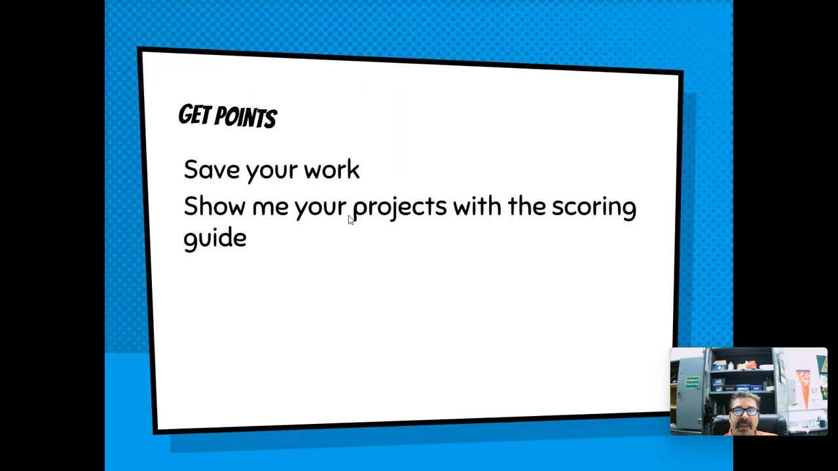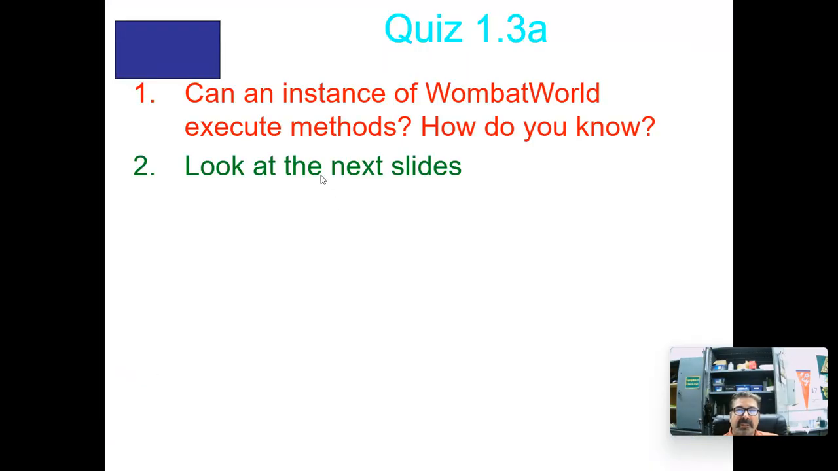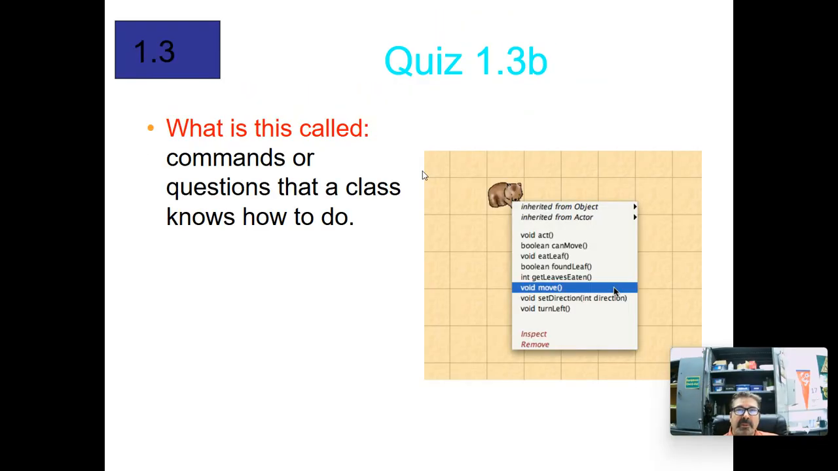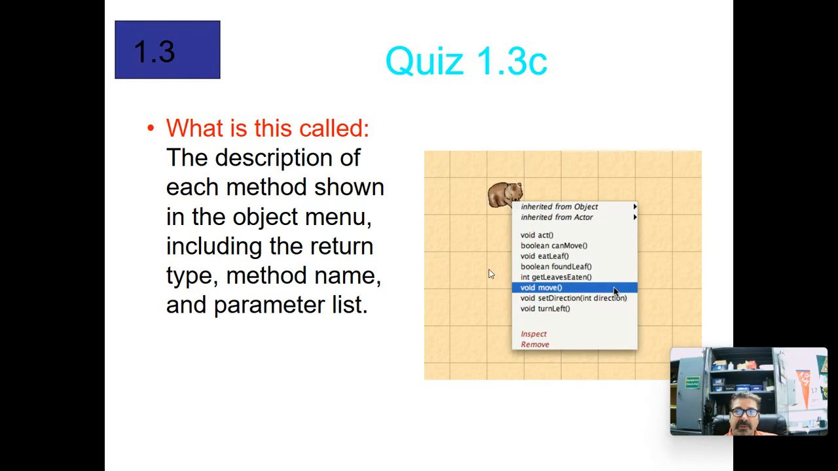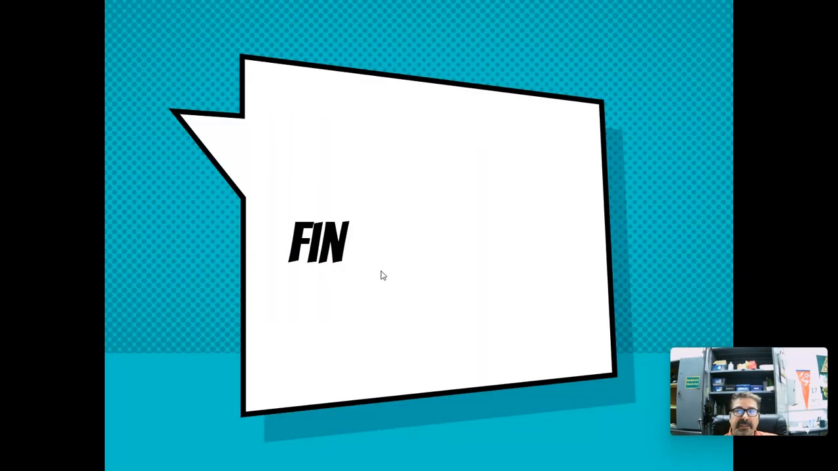Now I want you to do this. Can an instance of Wombat World execute methods? How do you know? What is this stuff right here called? These are all commands or questions that a class knows how to do. What are these called? This is a description that gives me the return type, the name of the method, and its parameter list. What is that whole description called? And that's it. We're going to move on to asteroids.